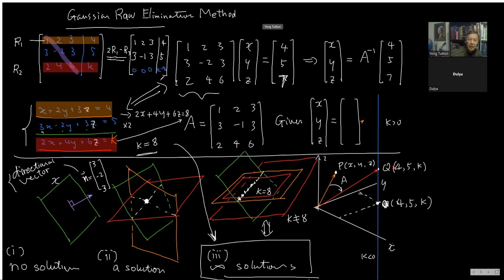So that is another way to use the Gaussian row method to determine what is the k. Can you see? So k must be equal to 0, it's equal to 8 in order to satisfy the condition, right?